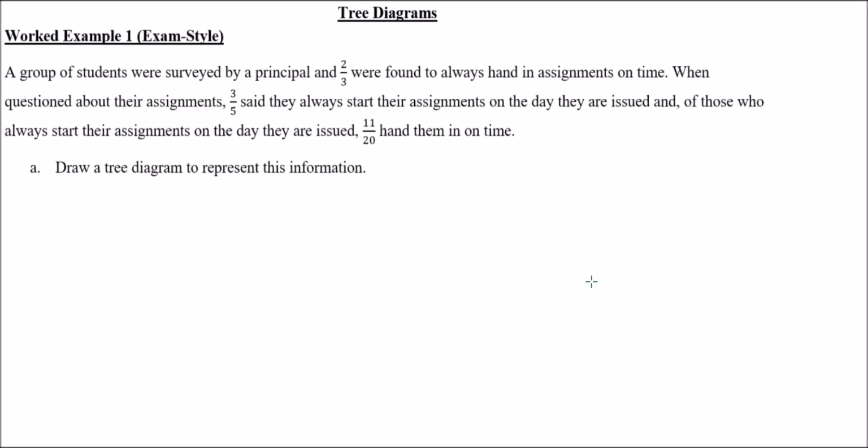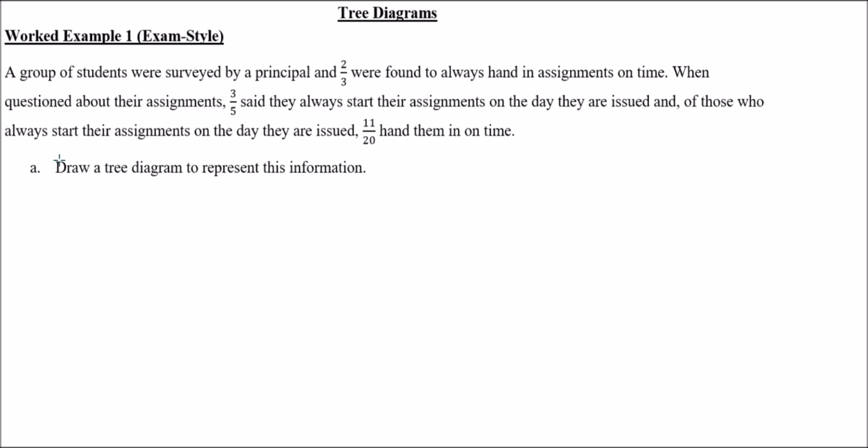So let's now apply this to a worked example. Worked example 1. This is an exam style question. A group of students were surveyed by a principal and 2/3 were found to always hand in assignments on time. When questioned about their assignments, 3/5 said that they always start their assignments on the day they're issued, and of those who always start their assignments on the day they are issued, 11 out of 20 hand them in on time. So first of all, draw a tree diagram to represent this information.